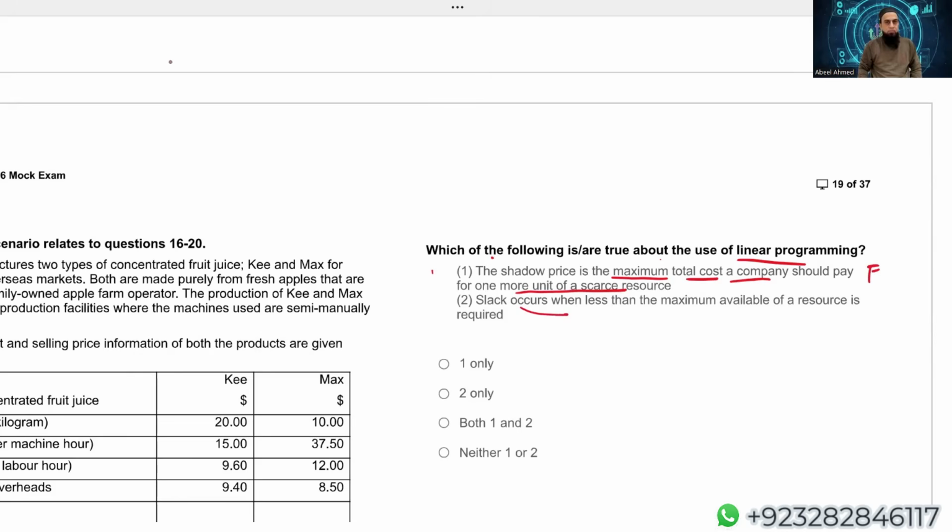Slack occurs when less than the maximum available resources is required. That is true. Slack means unutilized resources. When you have unutilized resources, slack will occur. So logically, statement number two is correct.